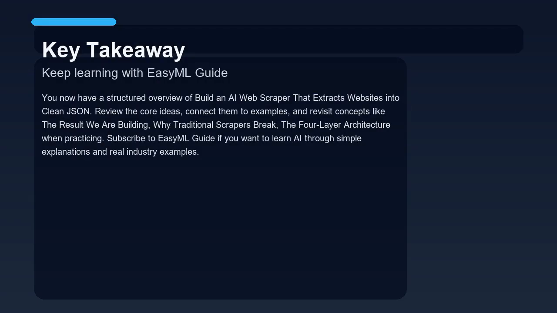To wrap up, here is the key takeaway. You now have a structured overview of build an AI web scraper that extracts websites into clean JSON. Review the core ideas, connect them to examples, and revisit concepts like the result we are building, why traditional scrapers break, the 4-layer architecture when practicing.